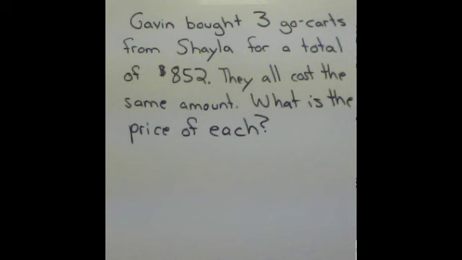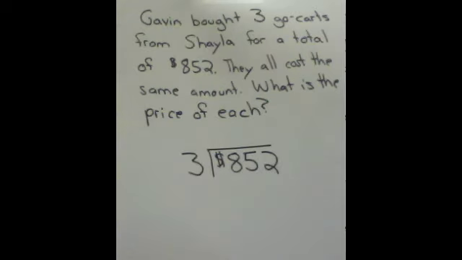I don't need you to write anything down. I just want you to watch and make sure that you're understanding. Okay, so our first one is Gavin bought 3 go-karts from Shayla for a total of $852. They all cost the same amount. What is the price of each? So first we set up the problem. Make sure you have your dollar sign in there.